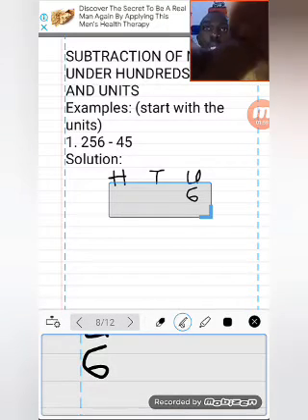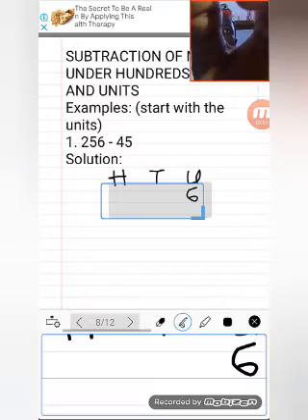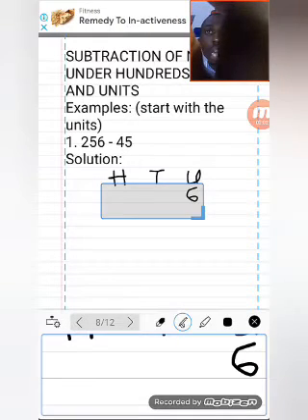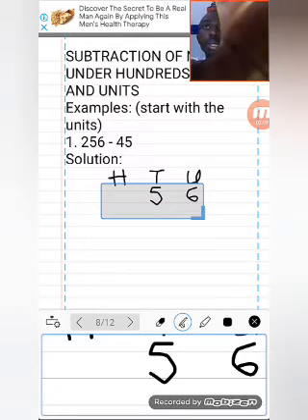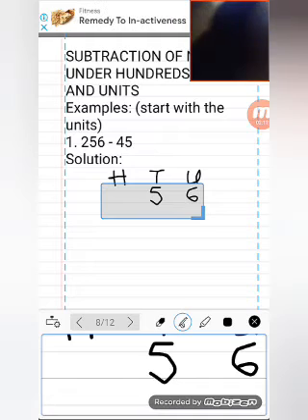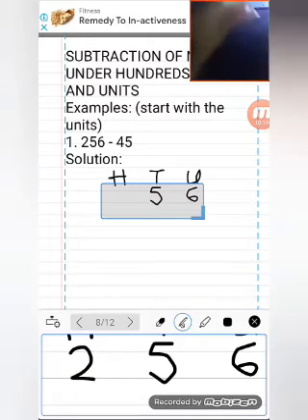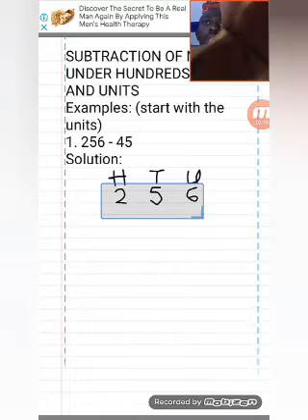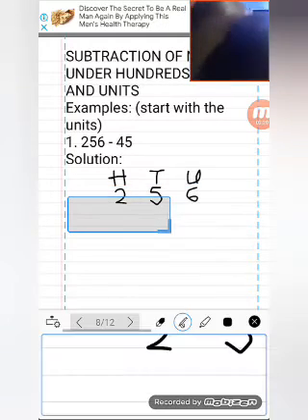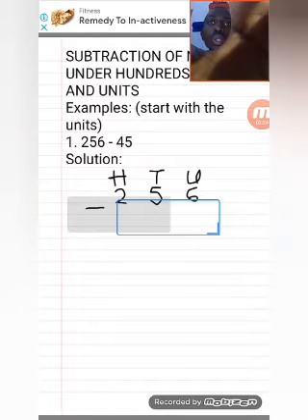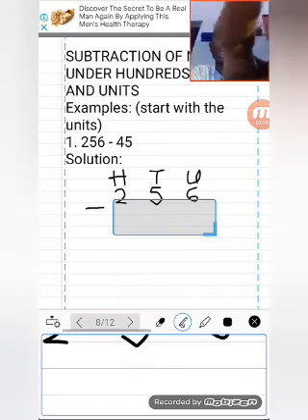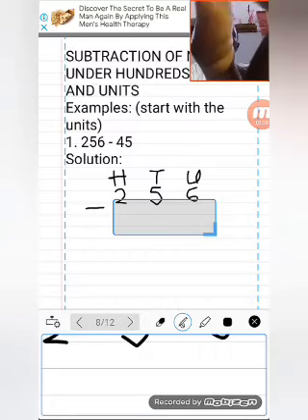Six. Then now the tens, which is the 5 in 256. The 5 is the tens. Then we have the hundreds, the 2, under the H, which is the hundreds. Then remember, we write the operation we are working on, which is minus. Always put it there so that you don't forget the operation you are working on. So 256 minus what? 45.